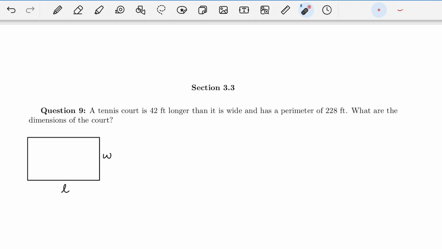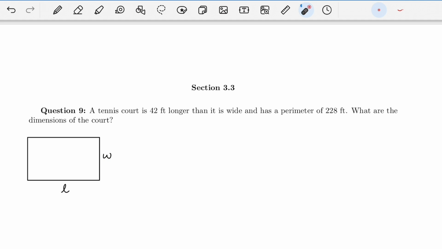So in this example, we're told that a tennis court is going to be 42 feet longer than it is wide, and it has a perimeter of 228 feet. What we're going to do with that information is find the dimensions of the court. So I have a little sketch here of a tennis court. This is going to be the length and the width of the court. So these are going to be our two variables that we're trying to find.